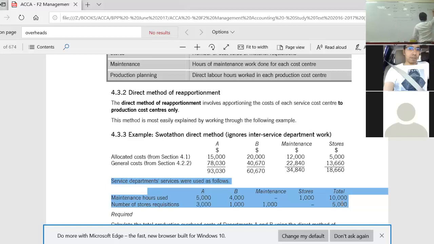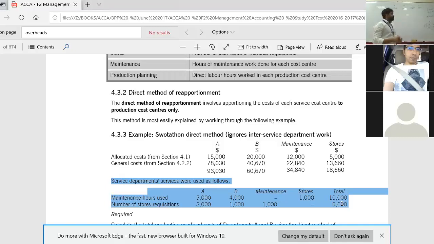After the direct method, let's write here: direct. Then we have the step down approach. Now here, for example, if this is the question, we'll get this as a question and this is given. And they say do the distribution as per the step down method. They will always mention which department to start from, let's say, department S.